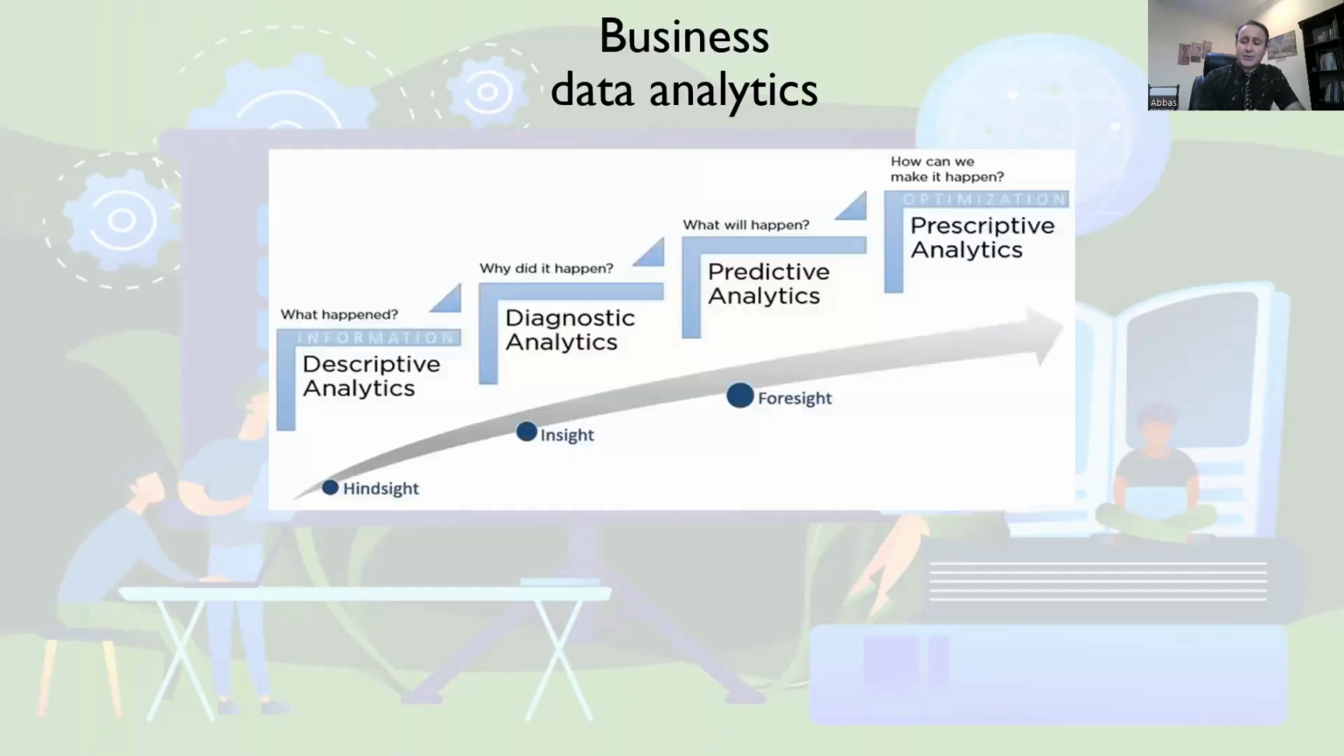Generally, we have four types of data analytics. The first one is descriptive analytics, which gives us insight information from our data. The second one is diagnostic analytics, which also gives us insight information from our data. And the third and fourth ones are predictive and prescriptive analytics, which give us foresight information from our data. Let's dive into each one separately.